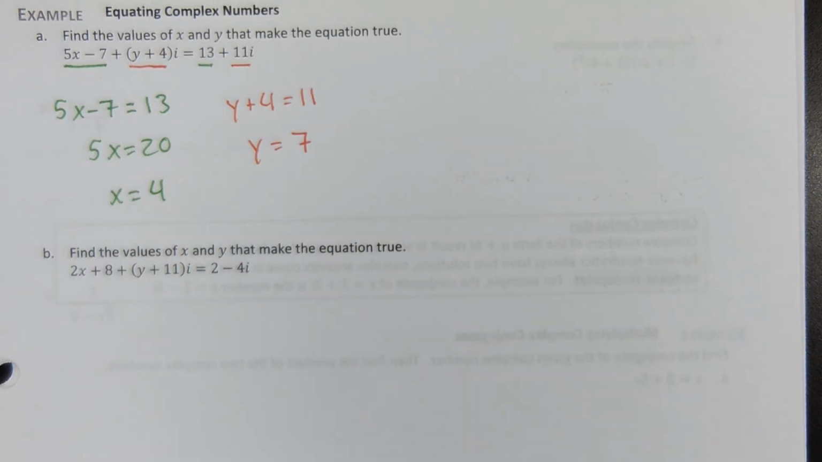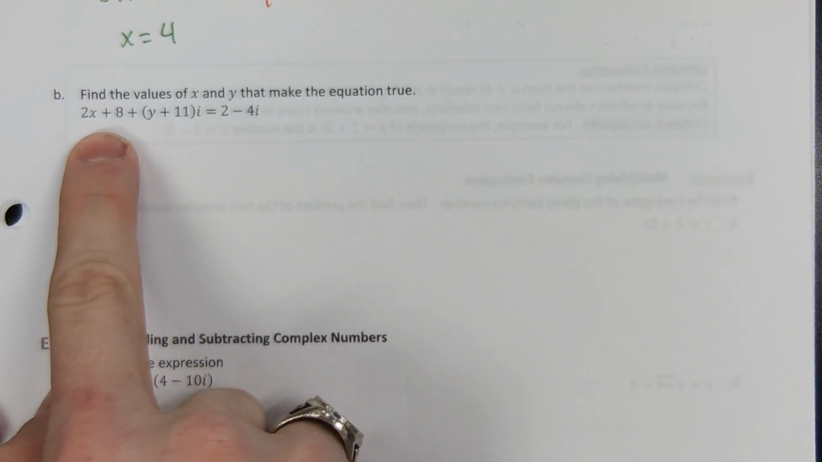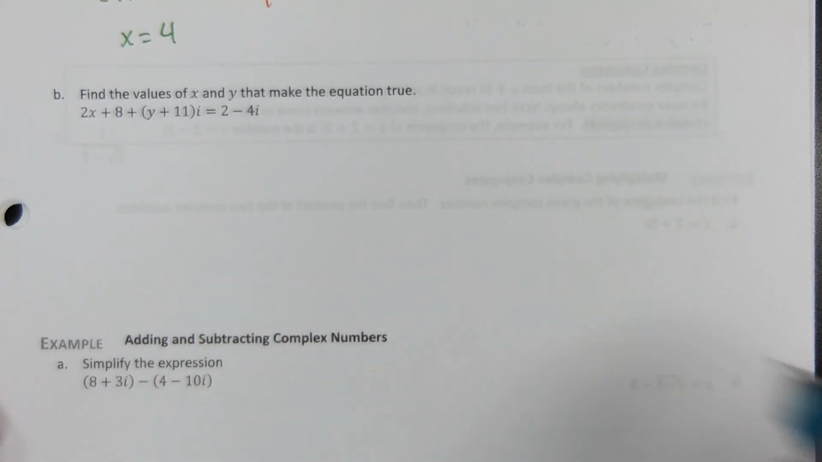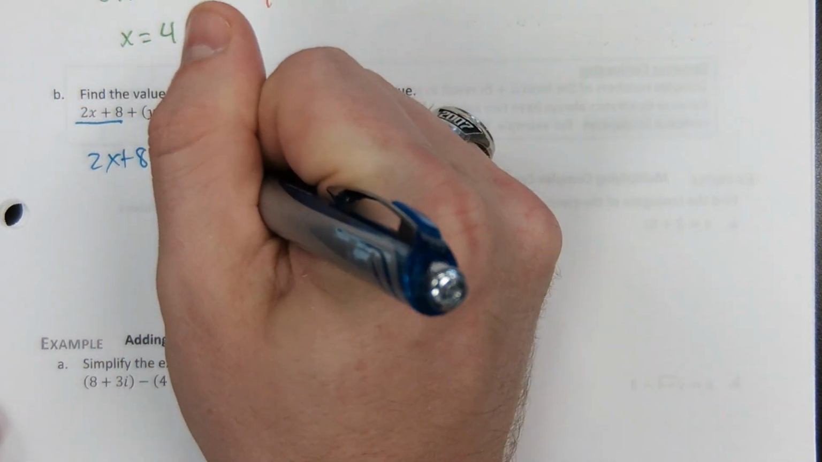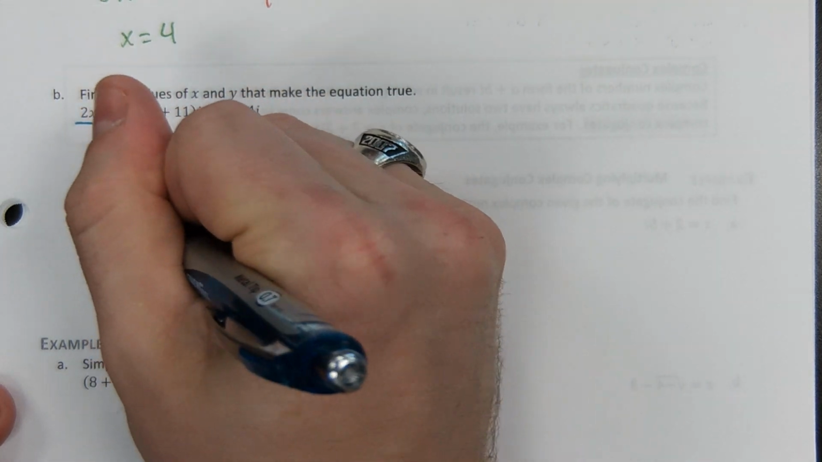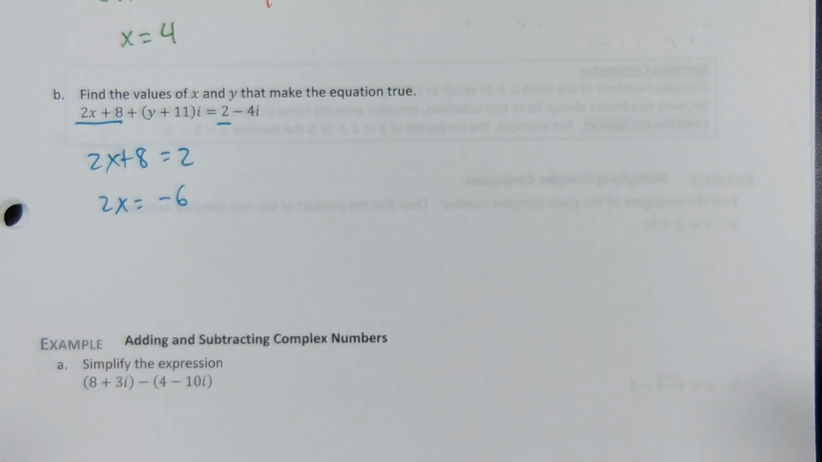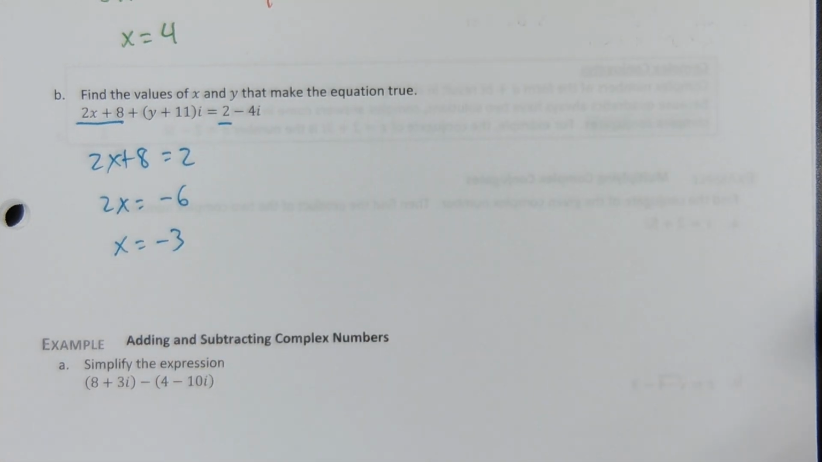Because this has no i's, that makes this all real stuff. Okay? So if it doesn't have i's, that's the real stuff. Right here, 2x and 8, no i's. That then is the real stuff. So 2x plus 8 has to equal 2. Subtract 8 from both sides and divide both sides by 2. If x equals negative 3, then the real component of my left-hand number is 2, which is what I needed.